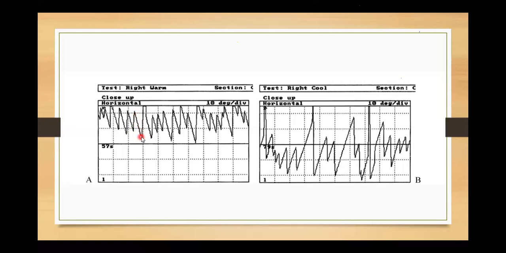Okay. Which direction it is coming? Down direction, which means down means left. And which direction is it going? Fast, vertical, up, which means right. So this is right beating nystagmus. As I said, when you present warm water on the right side, it will create excitatory on the right side. So right warm, right beating nystagmus.